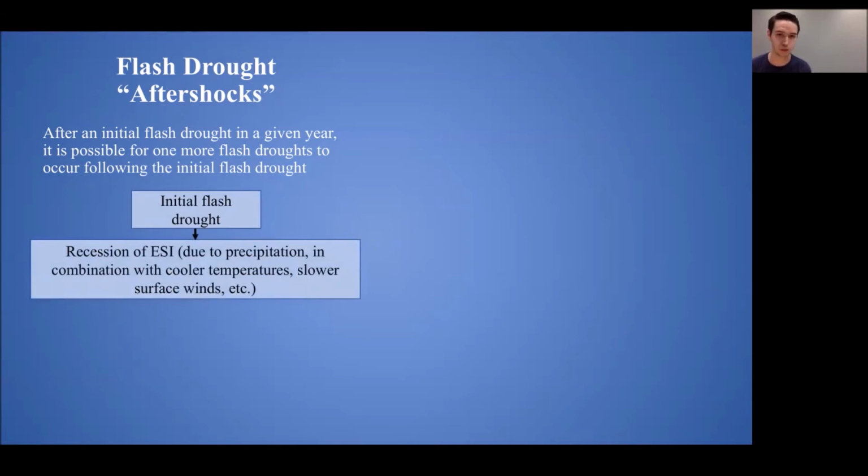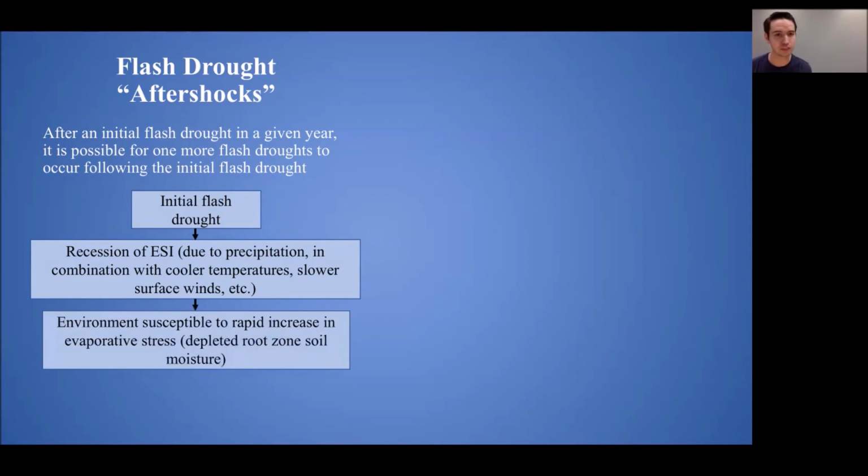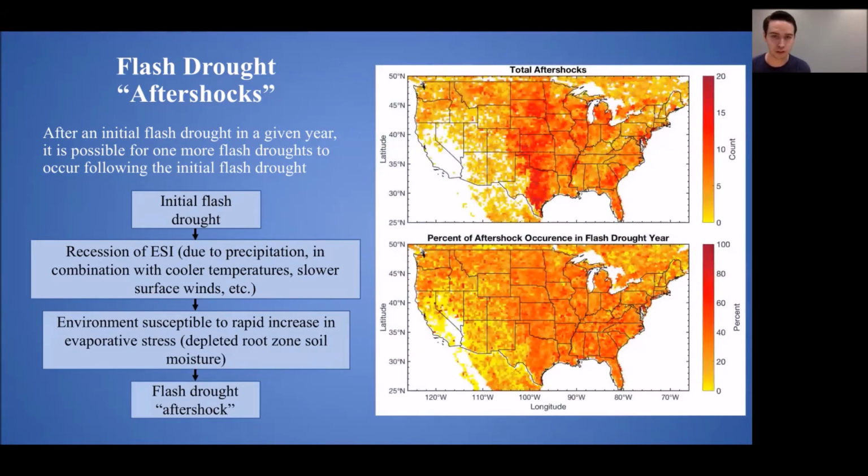This can be due to precipitation, in combination with cooler temperatures and slower wind speeds, etc. But then what happens is, since you had the initial flash drought in the beginning of the growing season, your environment is susceptible to rapid increases in evaporative stress, and this is due to the depletion of root zone soil moisture early in the growing season when you had the initial flash drought. So what this ultimately leads into is a flash drought aftershock. We just did a raw count of these, and the top panel just shows the total aftershocks across the United States.